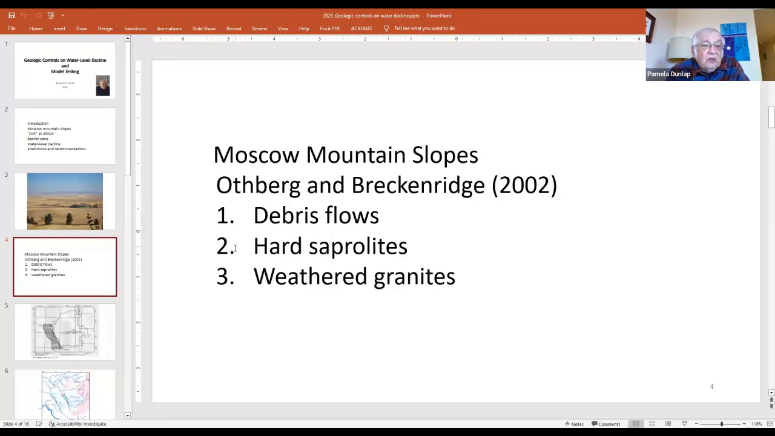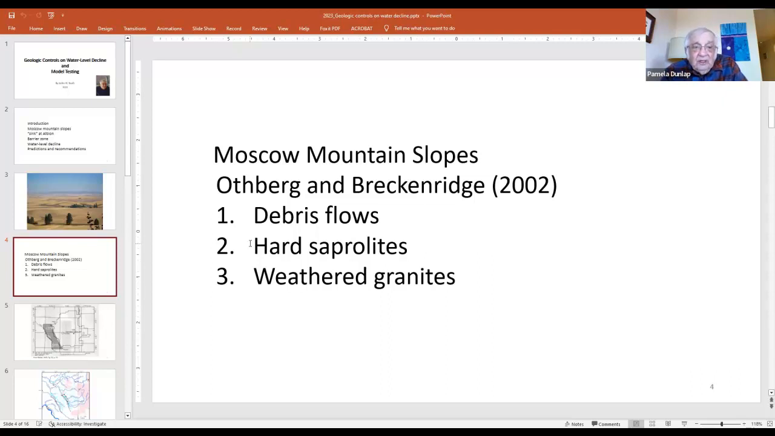Now, another thing that they talked about that they had discovered, they called hard saprolites. They discovered several saprolite horizons. Saprolite is a weathered soil, generally very thick clays. The saprolites they talked about had a lot of quartz granules, quartz cobbles, and quartz sand surrounded by clay. The interesting part is that downward, they would get as hard as rock. So you might ask, why was that important to understanding the Moscow Mountain slopes?